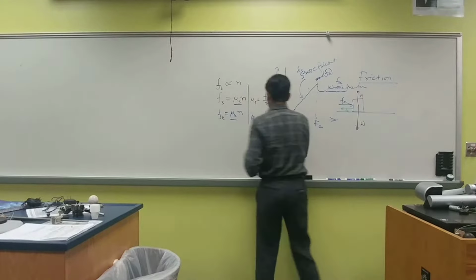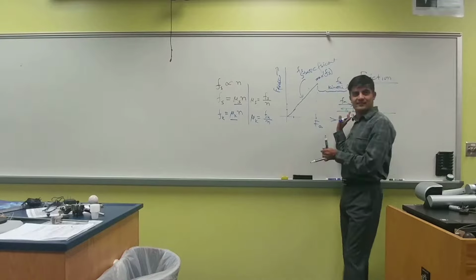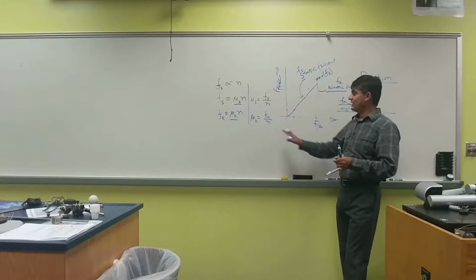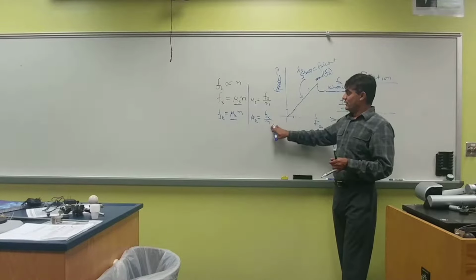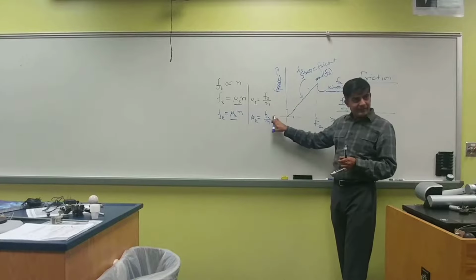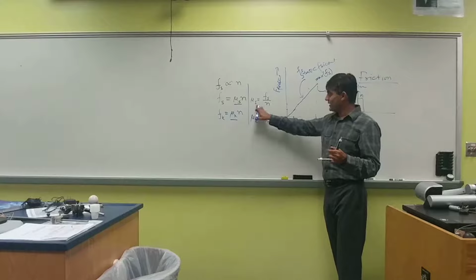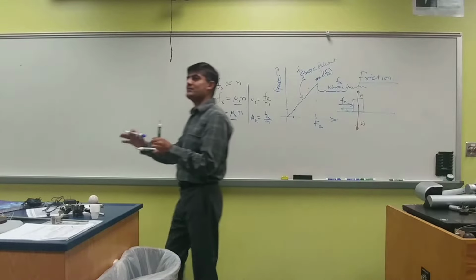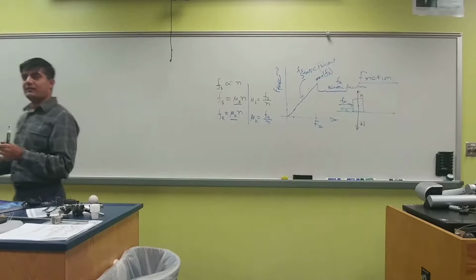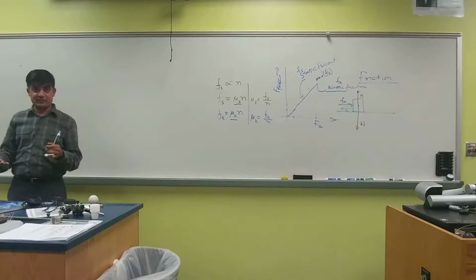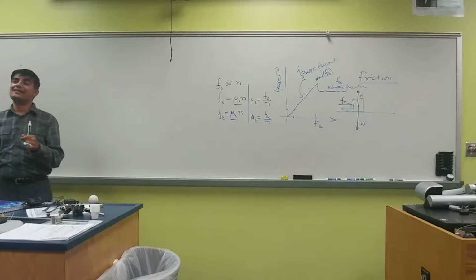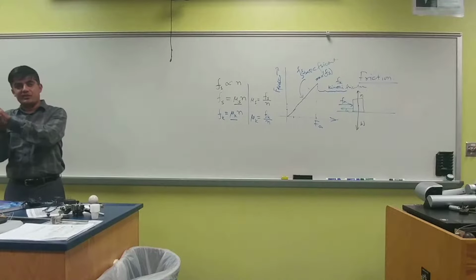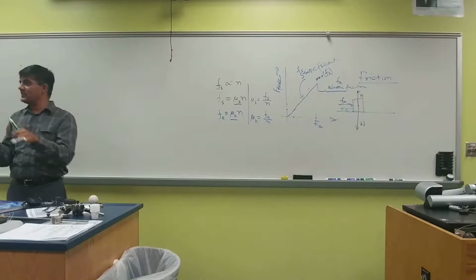N is the same thing. N equals mass times gravity, at least in this case. Isn't it? In this case, N is the same. But Fs is more than Fk, right? So it is obvious that mu S is more than mu K. So in other words, the coefficient of static friction is higher than the coefficient of kinetic friction. The coefficient is like a property of the surface. It's a constant.